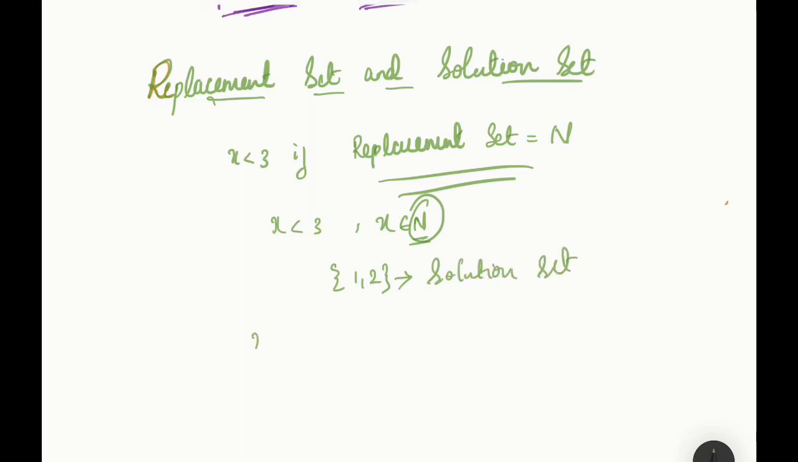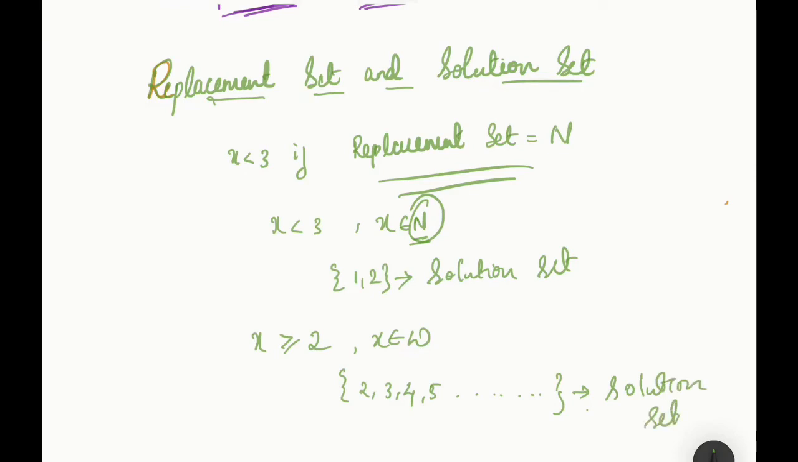So again, let me take x greater than or equal to 2. X belongs to W, that's whole numbers. So here whole numbers will be the replacement set, and what will be the solution set in this case? 2 greater than or equal to 2, right? So 2 remains, 3, 4, 5, it goes like that. So whole numbers is still infinity. So you can write the solution set like this. So this will be a solution set.